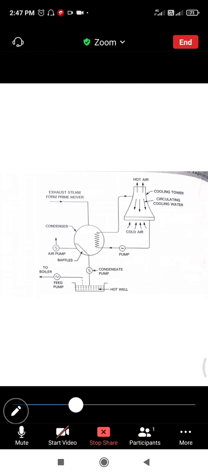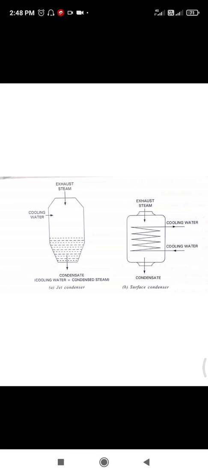Now we'll see the different types of condensers, nothing but the classification of condensers. Steam condensers are classified into two categories, that is jet condensers and surface condensers. On my screen you can see jet condensers and surface condensers. First we'll learn about jet condensers.